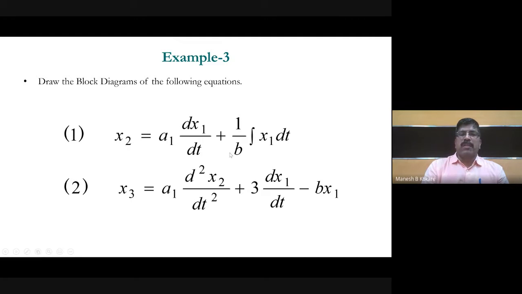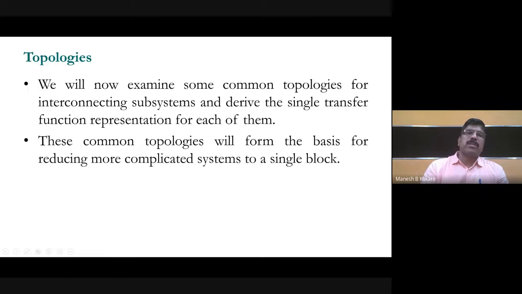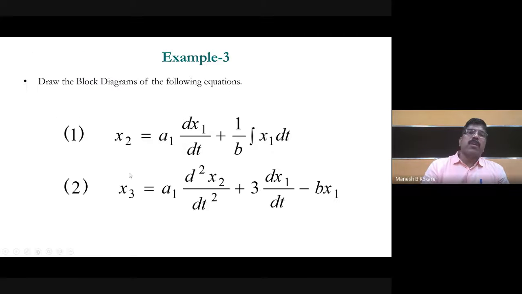So we'll see how you implement this one. Generally, x2 will be the output. Then x1 we take and multiply with a1, and after that a d by dt operation will be there, and the output will be given to the summing point. Similarly, we take x1 from the takeoff point and multiply with 1 by b, and then one integration operation will be there, and it will be added at the summing point. So that will give the output.